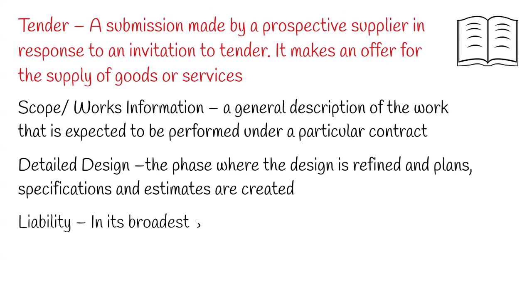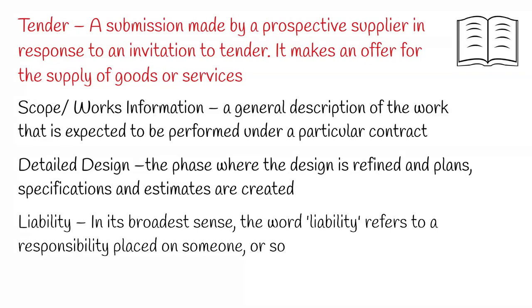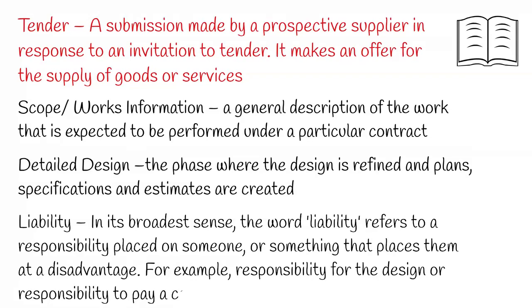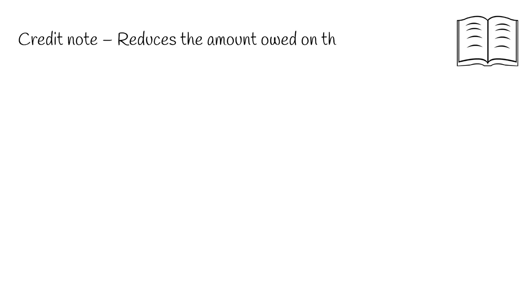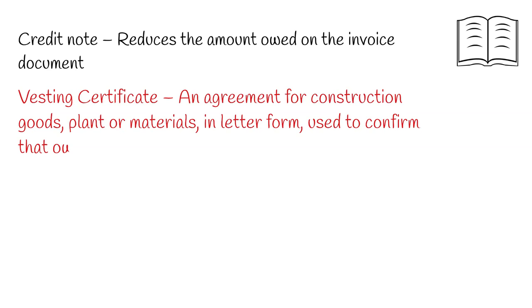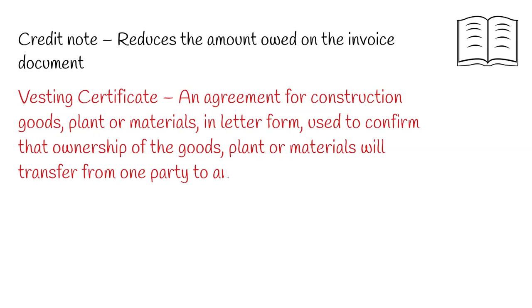Liability, in its broadest sense, the word liability refers to a responsibility placed on someone, or something that places them at a disadvantage. For example, responsibility for the design, or responsibility to pay a company money. Credit note, reduces the amount owed on the invoice document. Vesting certificate, an agreement for construction goods, plant, or materials in letter form used to confirm that ownership of the goods, plant, or materials will transfer from one party to another on payment.